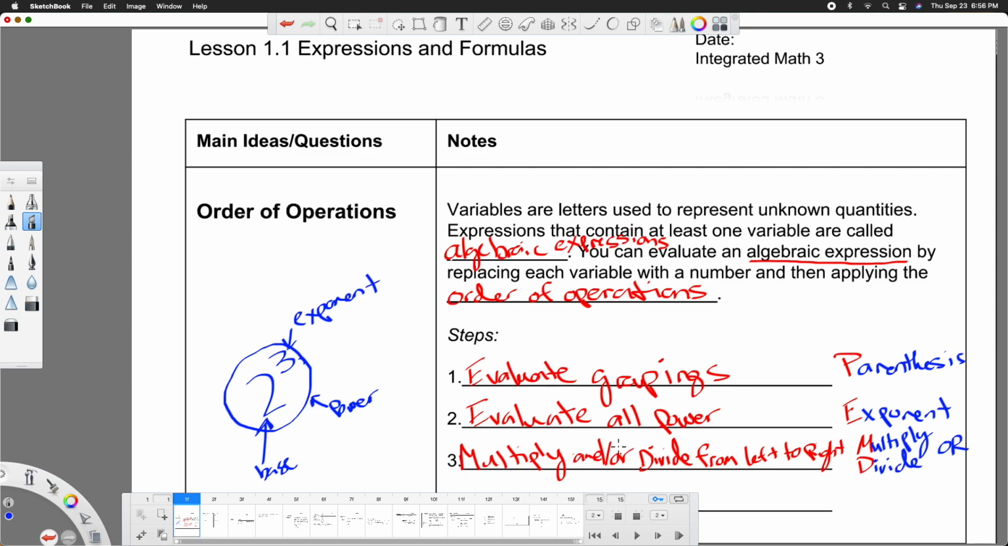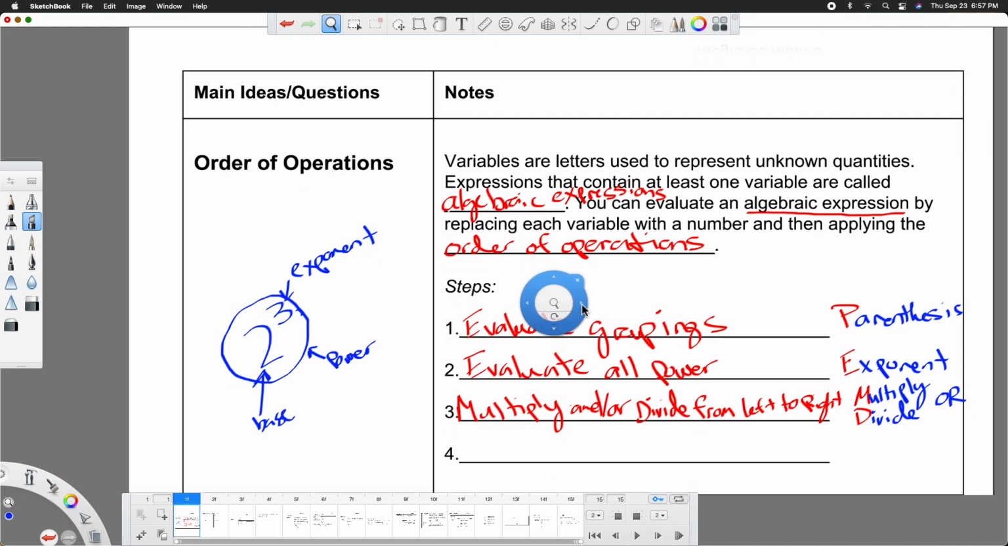They say it in here. And remember, you're always going from left to right. So you don't do all multiplication and then all division. You do multiplication and or division together from left to right, as it comes in the problem, just like you're reading across the page. Let me move this up just a little bit so I can finish this last statement.